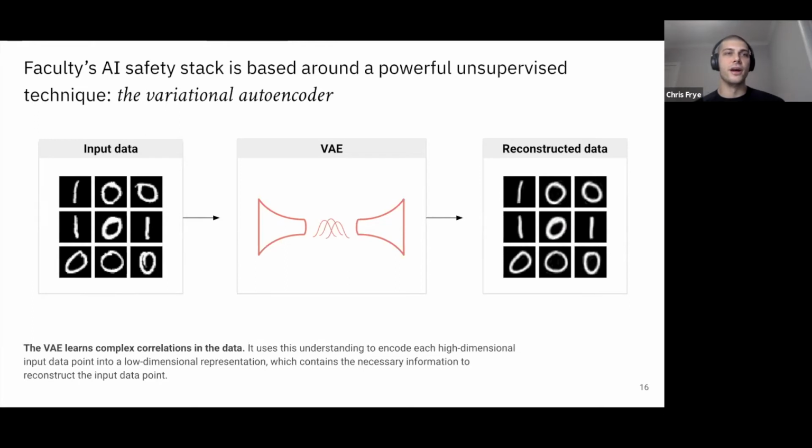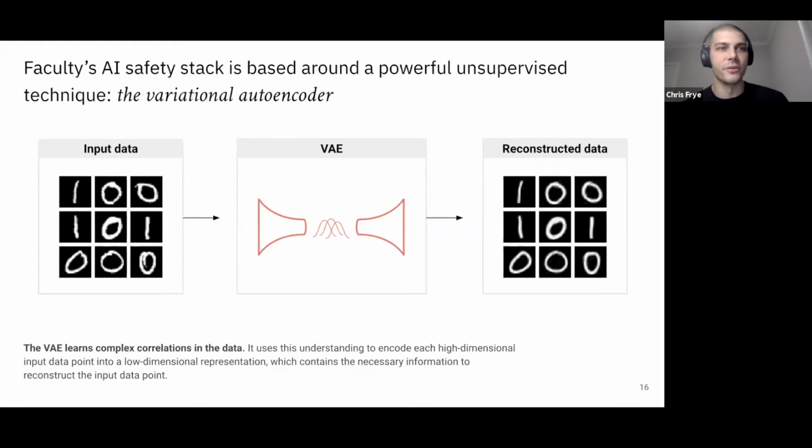So the VAE is a neural network that's trained to reconstruct the input data that it's trained on. So for example, if we feed in these images of handwritten digits, the VAE will be able to reconstruct them. What makes this difficult is that there's an information bottleneck imposed in the middle of the VAE. This forces the VAE to encode each high dimensional input data point into a low dimensional representation at the information bottleneck layer. And the low dimensional representation must contain all the necessary information to reconstruct that input data point.